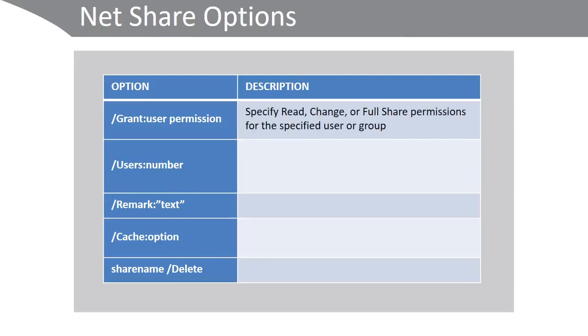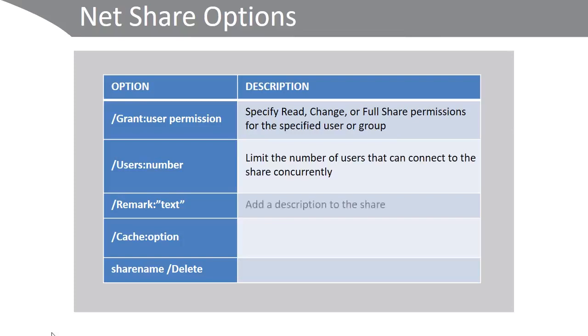/grant:user,permission. Specify read, change, or full share permissions for the specified user or group. /users: and a number limits the number of users that can connect to the share concurrently. You can use the remark property to add a description to the share.